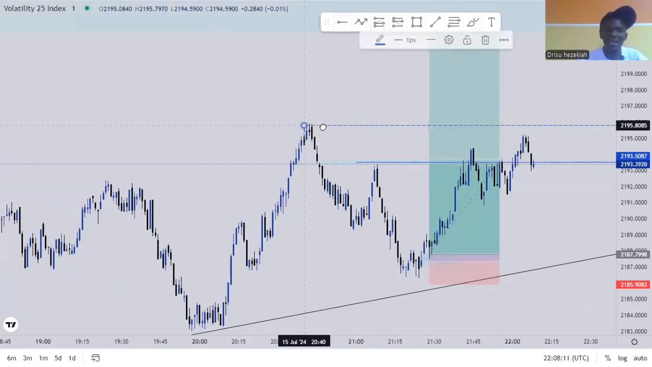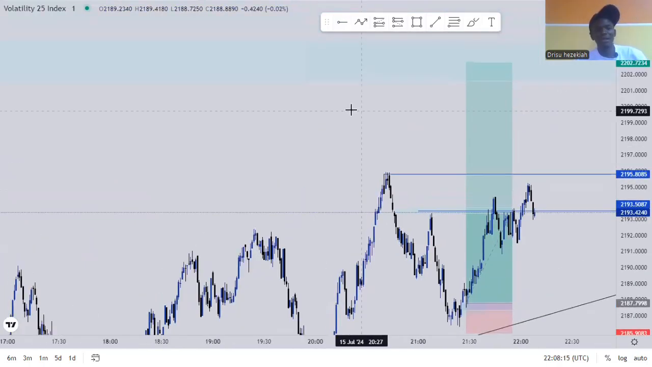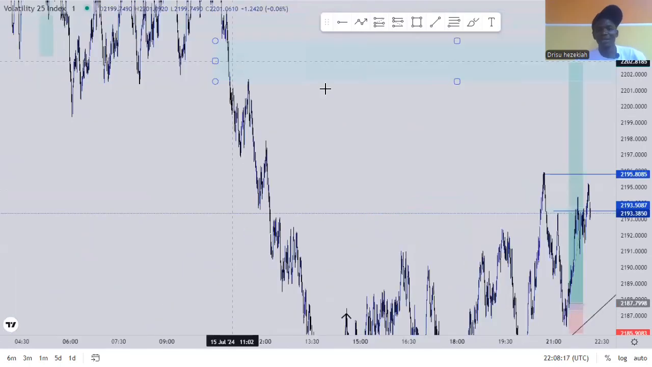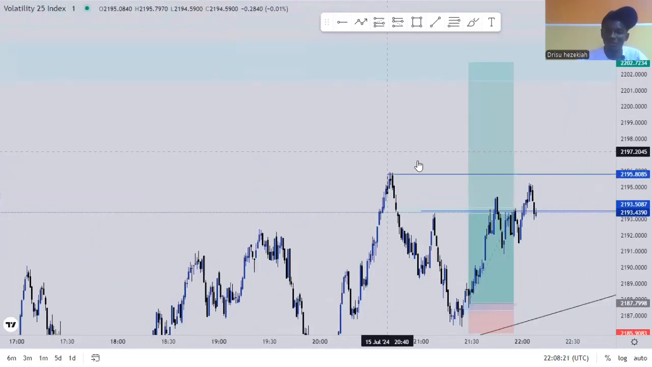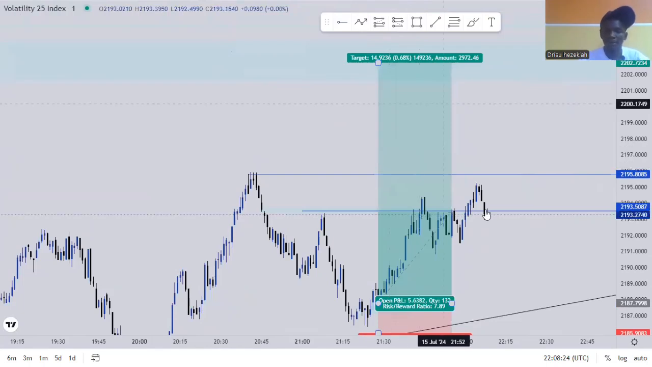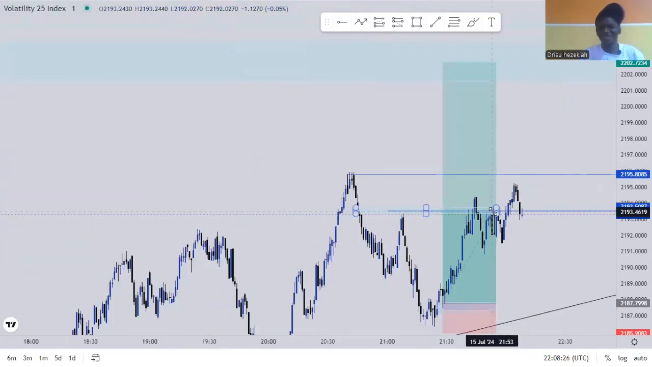Then we can now target this top, where this imbalance on the 15 minutes should be our second target. This should be the first target. The second target should be on top here. You might be doubting, is it true? Did he actually send this trade? Let me show you. Okay, I actually sent this trade to the community.